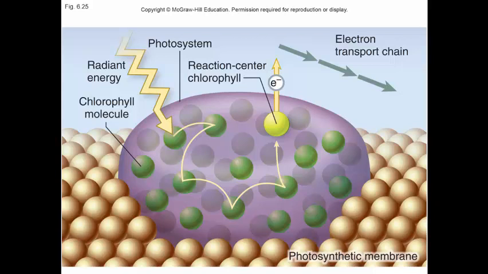When you talk about light capture in plants, algae, and cyanobacteria, they generate oxygen. So they're called oxygenic, and they use chlorophylls. In purple and green photosynthetic bacteria, they use bacteriochlorophylls. They don't generate oxygen, so they're considered anoxygenic.